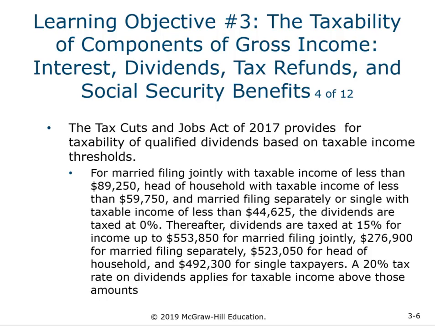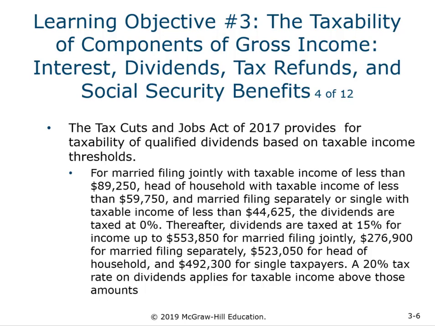Again, another situation where filing status and what qualifies is very important. All the way up to those very high amounts is only 15%. That's much lower than the regular income tax rate, which goes up to 37%. And only when you get over those amounts do you have a tax rate for qualified dividends of 20%. That's the highest it will ever be on qualified dividends. Even if you have millions of dollars of qualified dividends, it will never be more than 20%.